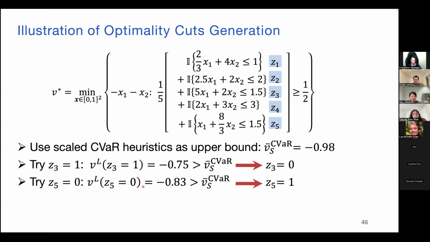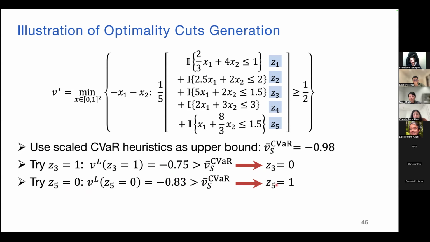On the other side, if we try the 5th scenario as violated, we put that one here and compute the lower bound, and this restricted lower bound will be greater than the current upper bound. Then we know the 5th scenario should be satisfied.